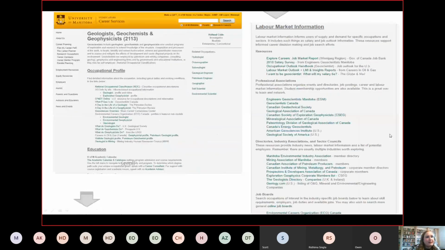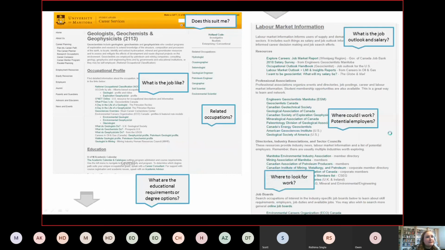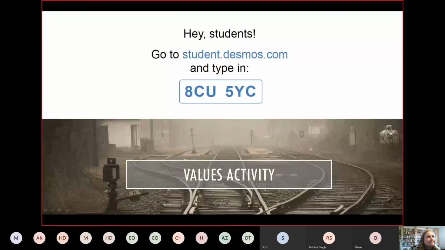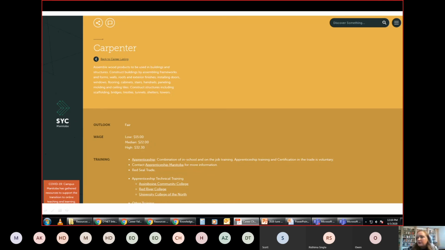I'm just going to zip ahead a little because I already showed you all of these pieces. Oh, and the other really good resource I just want to show you quickly is from Manitoba. Hold on, let me open up the page so I can show it to you a little better.